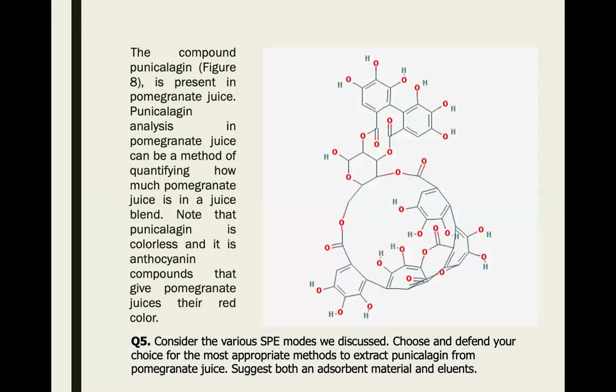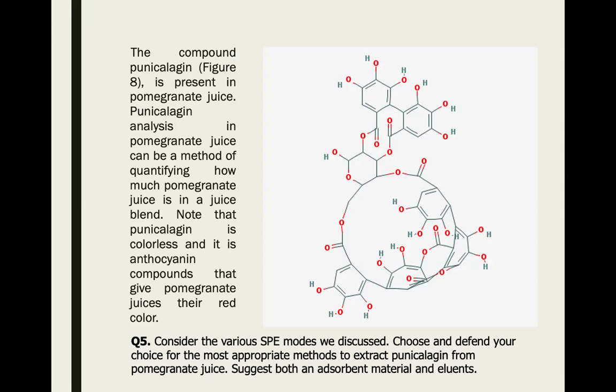So let's look at this issue. The compound punicalagin is present in pomegranate juice. Punicalagin analysis in pomegranate juice can be a method of quantifying how much pomegranate juice is in a juice blend. So this is probably the main content in pomegranate juice. Note that punicalagin is colorless, and it is anthocyanin compounds that give pomegranate juice its red color.